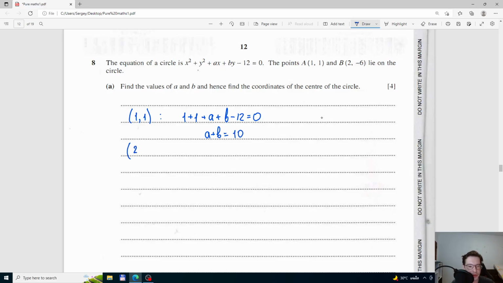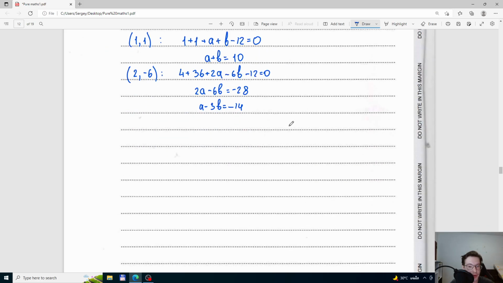Let's substitute the other point, 2, minus 6, and get 4 plus 36 plus 2a minus 6b minus 12 equals to 0, or 2a minus 6b equals to minus 28. Now let's divide by 2 and get a minus 3b equals to minus 14. Now we get two equations for a and b, so we can solve them simultaneously.